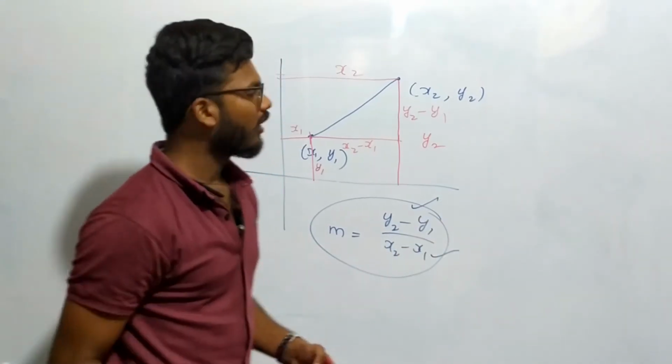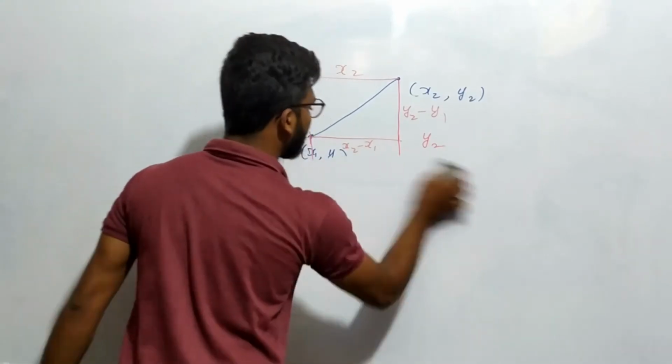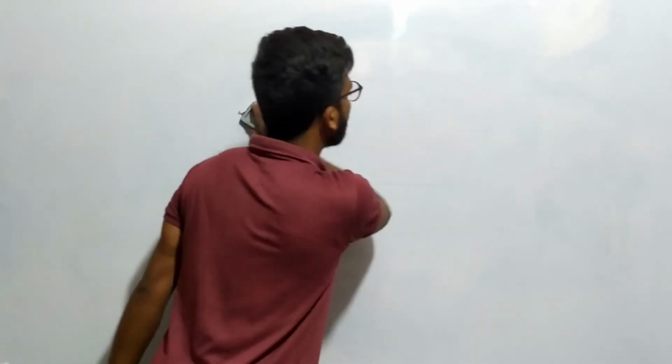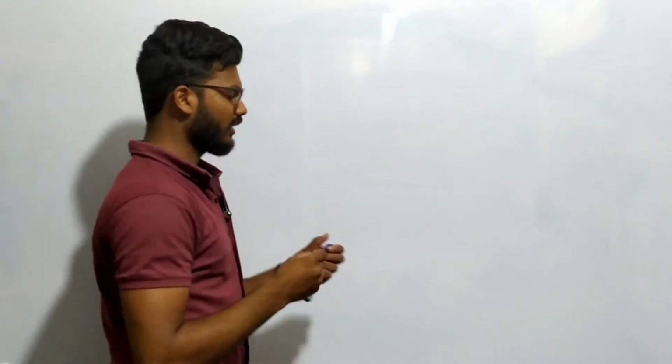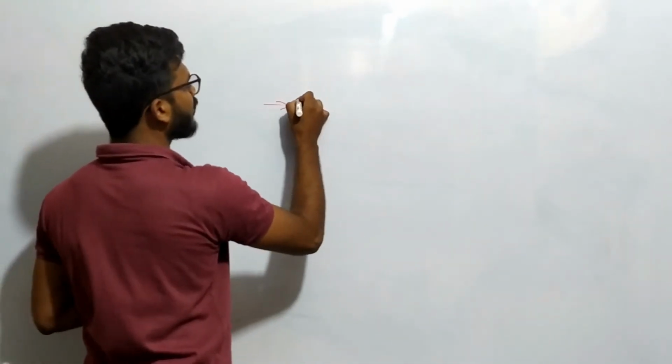So we know now how to find slope, what is inclination, and how to find slope when we know inclination and 2 points, right? First, just recalling the points.